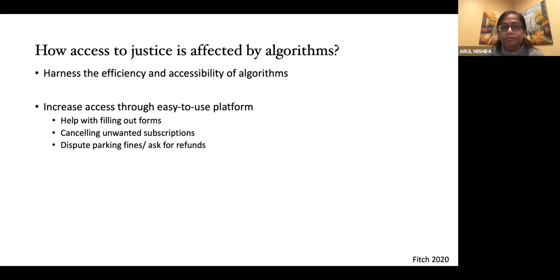Many times people, and many times underprivileged people, may not have the time because they are working many jobs. They may not have the time to do many of these things in person. And at this point, having a more accessible platform, the use of algorithms, will really help them have better justice outcomes. For instance, it would help in reducing default judgments and many of these simple things which they might not be able to do before. So it's very important to harness this efficiency and the power of algorithms to increase access to justice.